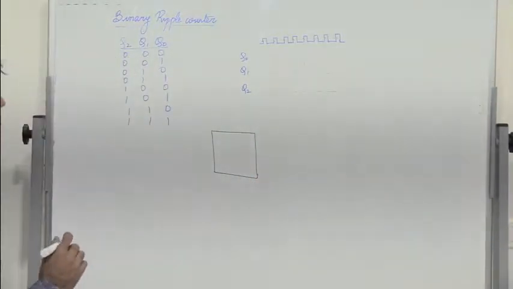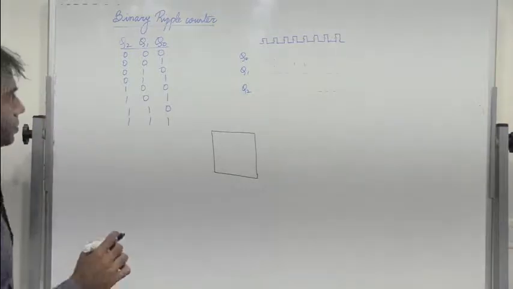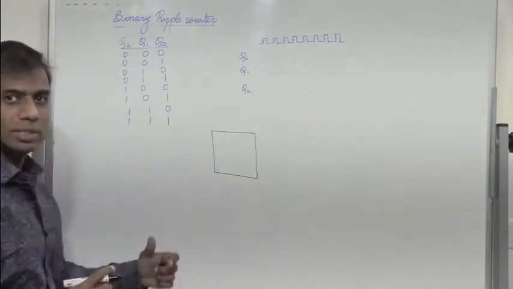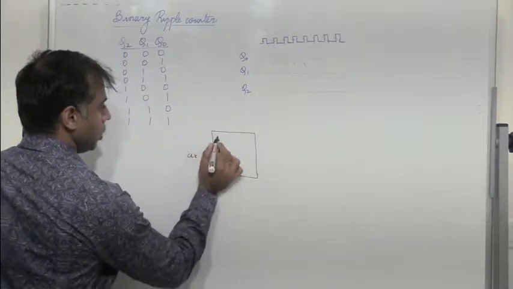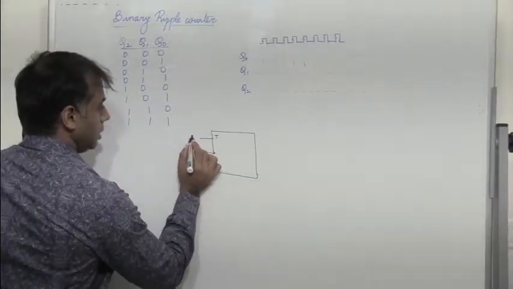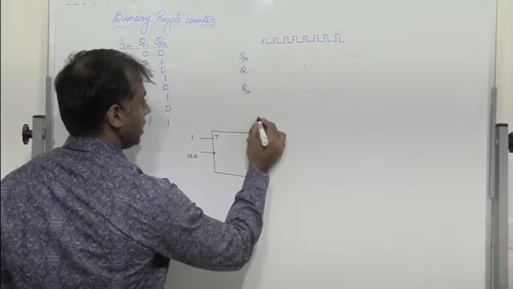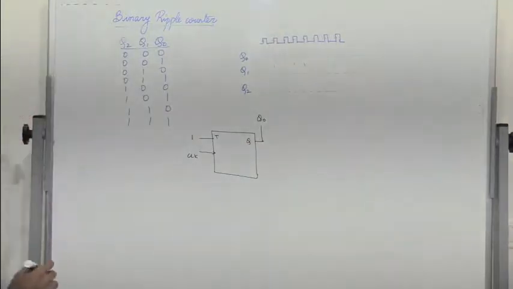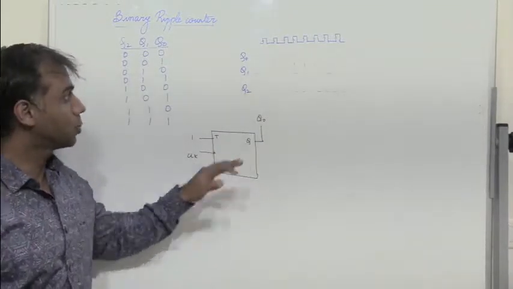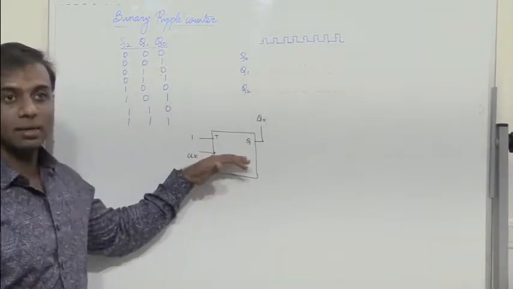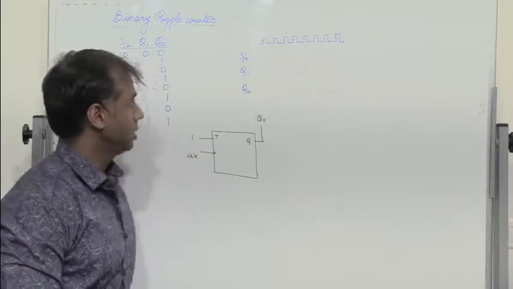if I observe the LSB, which is Q0, these are the clock pulses which are given to the T flip-flop. I give 1 as the input, and this is Q, which happens to be the LSB Q0. When 1 is given to a T flip-flop, the output toggles. Assuming the flip-flop gets triggered during the positive edge of the clock, let us observe the waveforms here.